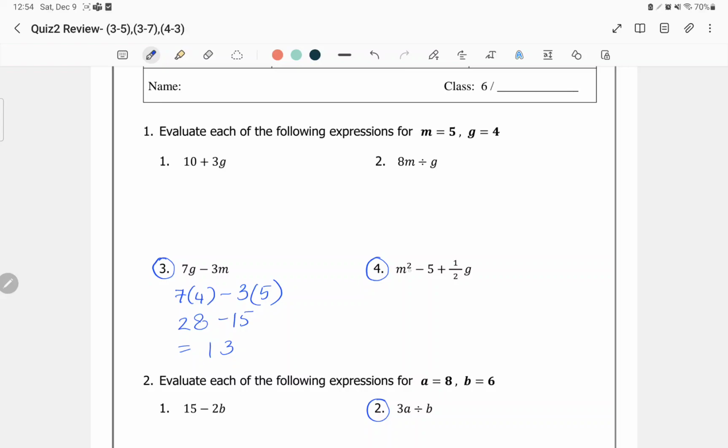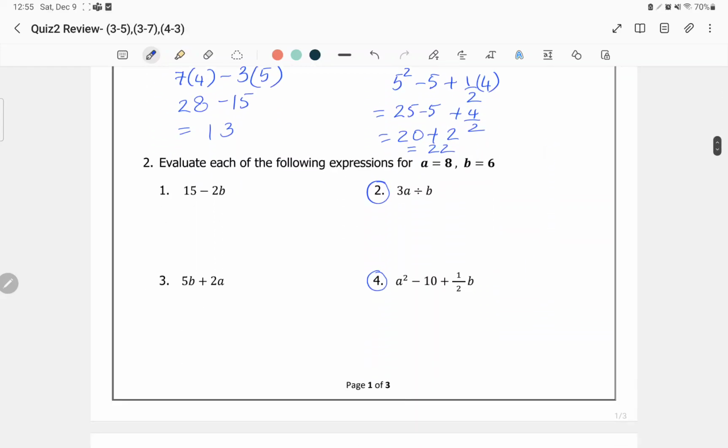Let's look at question 4 here. m they have given us as 5. So 5 to the power of 2 minus 5 plus half g, and g is 4. 5 to the power of 2 means 5 times 5 is 25, minus 5 plus 4 over 2, or 4 divided by 2. 25 minus 5 is 20, plus 4 divided by 2, which is 2. So your answer is 22.